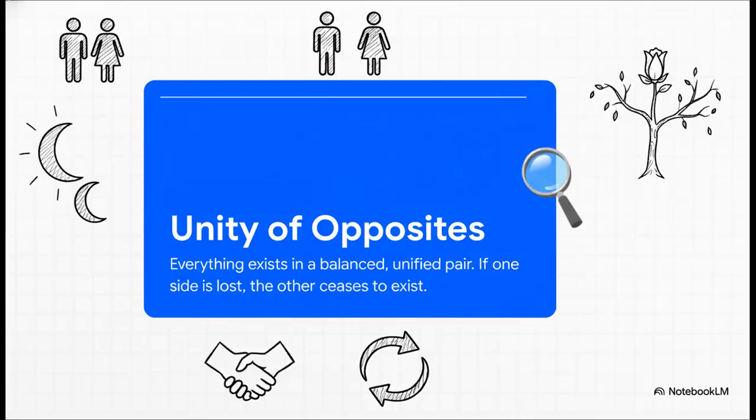Everything that exists is part of a balanced, unified pair, like life and death or light and dark. You simply cannot have one without the other. The text says if you manage to get rid of one side of the pair, the other one just, poof, ceases to exist. They completely depend on each other.